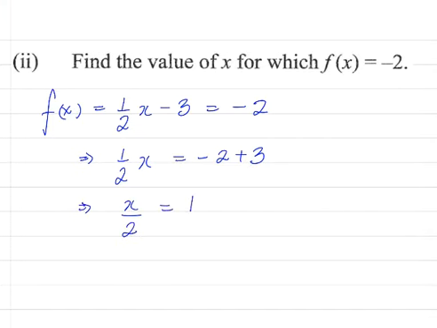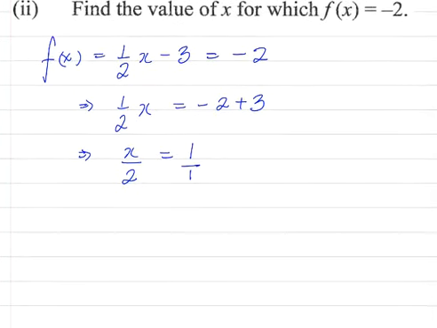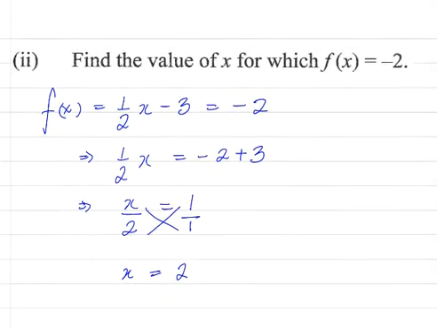Multiplying by a half is the same as dividing by 2. If I have one fraction equal to one fraction, to get rid of the fraction I can cross multiply. So 1 times x is equal to 2 times 1, which is 2. So x is equal to 2 is the value of x for which f(x) is equal to minus 2. When x is equal to 2, f(x) is minus 2.